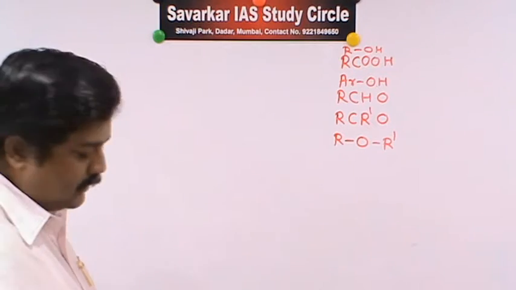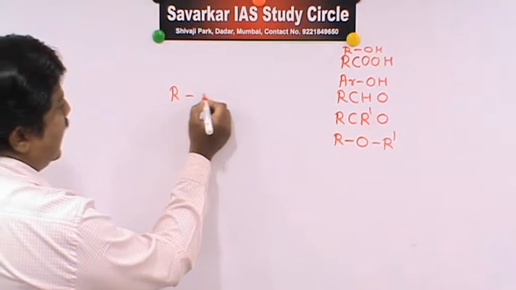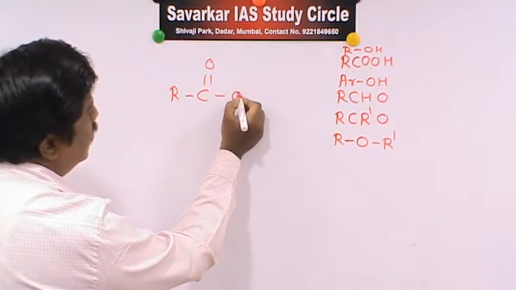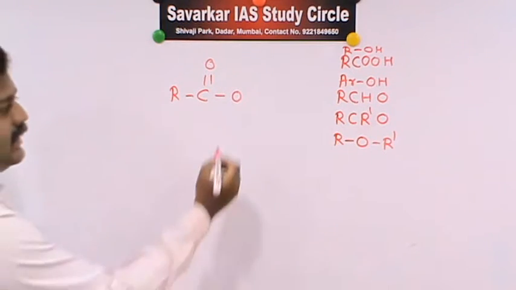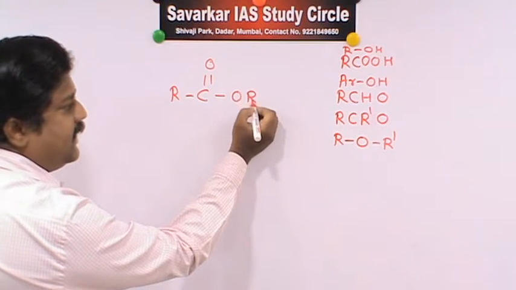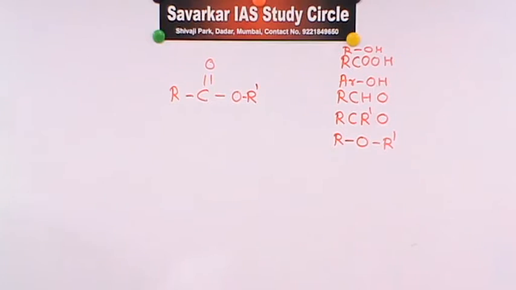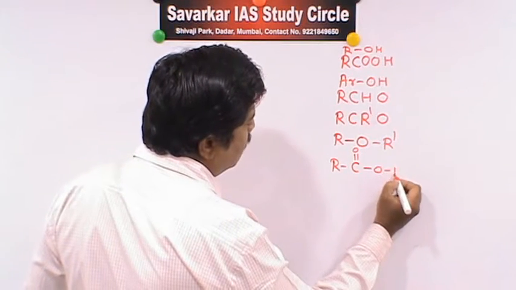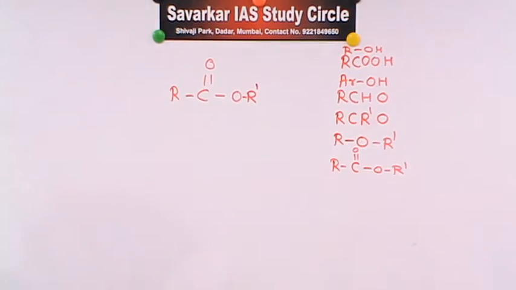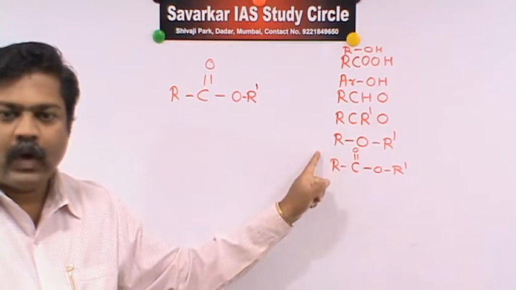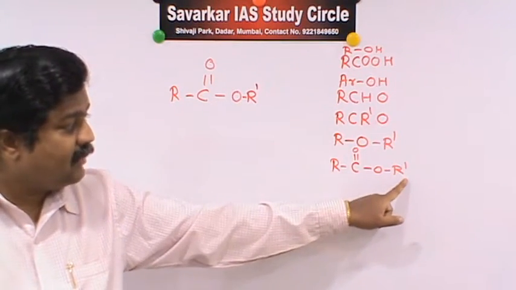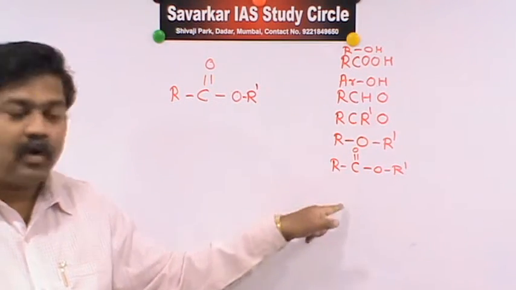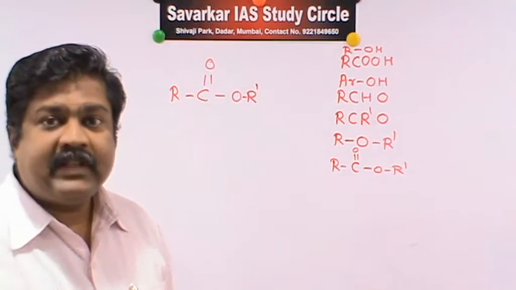Now the next group is similar to the acidic group. This is RC double bond O, O, and you are aware that in the acidic group we wrote H here, but now I am writing R dash. This group is called ester. So I write this group this way: R C double bond O, O R dash. Ether has O connected to R and R dash, whereas ester has one R dash on one side and on the other side RC double bond O connected here. This is called ester.